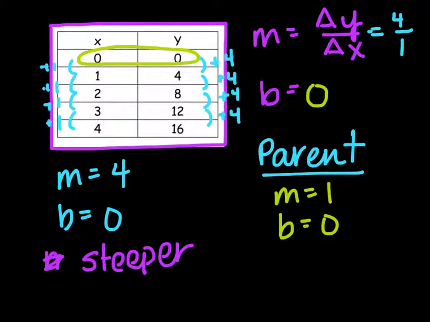It's not changed to a negative, so it's not been reflected. And then now I want to see if it's shifted any. So has the b changed? Well, it's not changed. It's still 0. So therefore, the only change that has occurred is that the graph is going to be steeper.